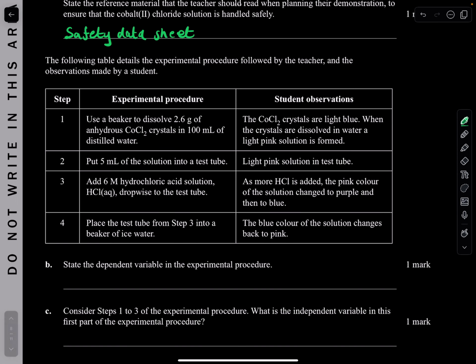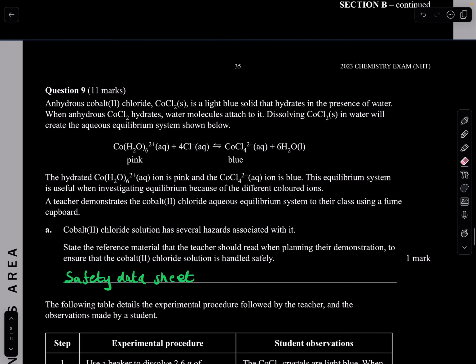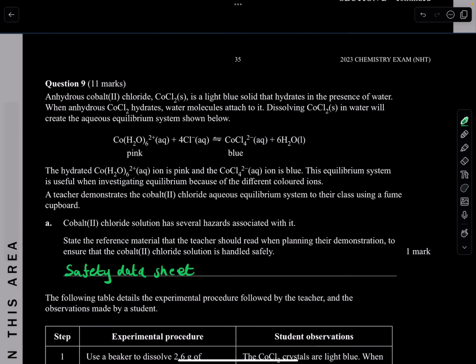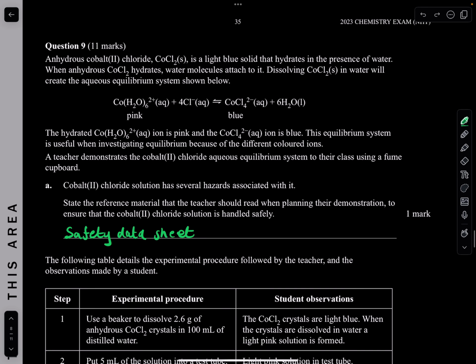Step 4: Place the test tube from step 3 into a beaker of ice water. Okay, so if they're putting in ice water, they've decreased the temperature. The blue color of the solution changes back to pink. So basically the backward reaction is favored when you decrease the temperature. Beautiful. And that could actually tell us a lot. It could tell us about the enthalpy change. Is it positive? Is it exothermic, endothermic?